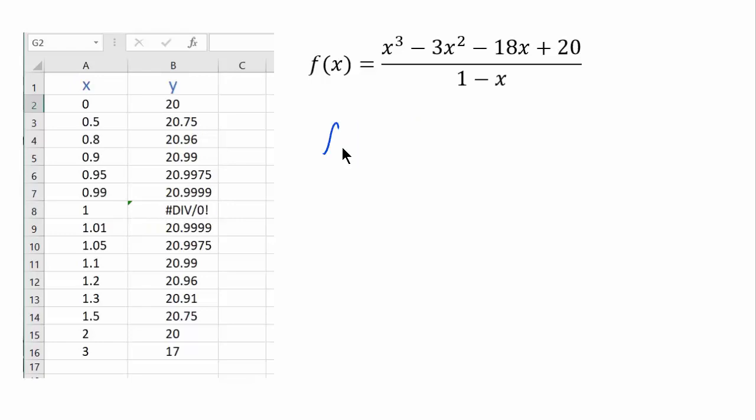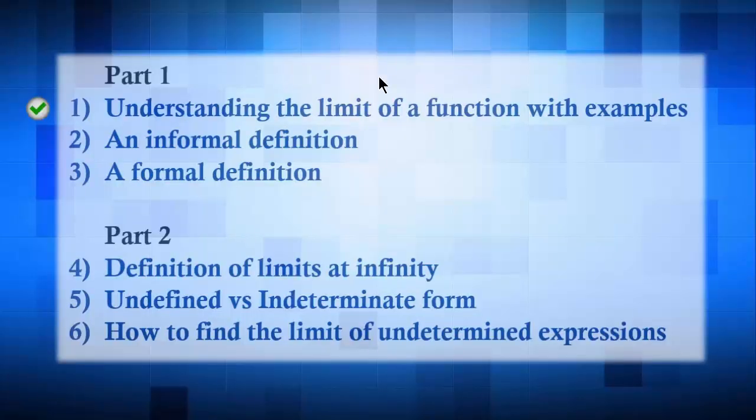So let me put it like this, f of 1 is 21 wannabe. And here comes the notation of the limit, which describes this behavior. So we write the limit of f of x as x approaches 1 equals 21. And now let's try to write a definition of the limit.